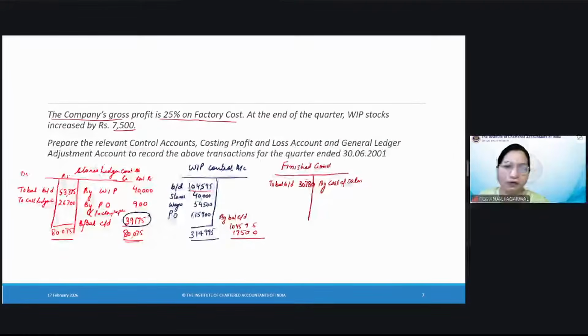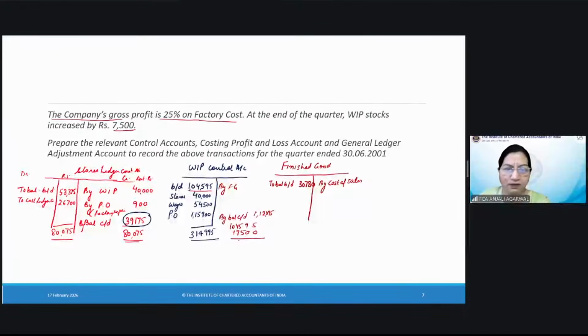So what is the scope of WIP control account? You already have a incomplete goods, which is the opening balance. Then you further issue material to the WIP. You incur wages there and you recover factory overheads or production overheads. From there, some of it moves to finished goods and the balance is the closing stock. So we have the balance of the closing stock here mentioned, which has increased by 7,500 from the opening balance. So 1,04,595 plus 7,500, which means your closing balance is 1,12,095.